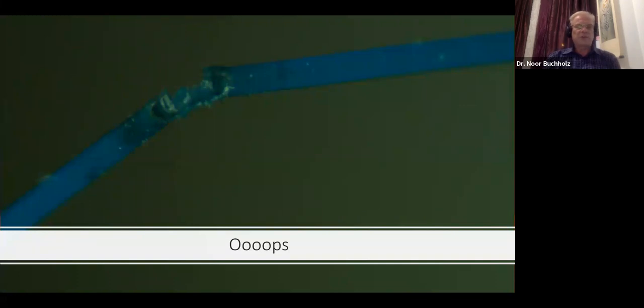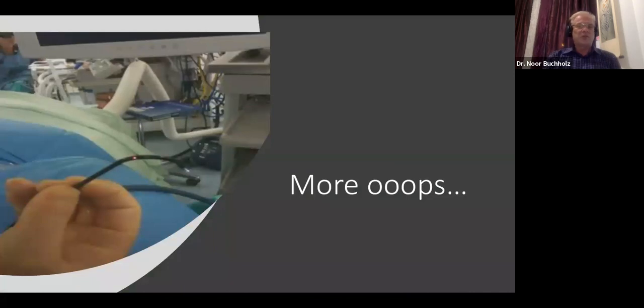Now, this is what you don't want to see in a laser. This is a big oops in the fiber, but that's not so bad. This is more oops. This is really bad, because that means 15,000 US dollars down the drain.